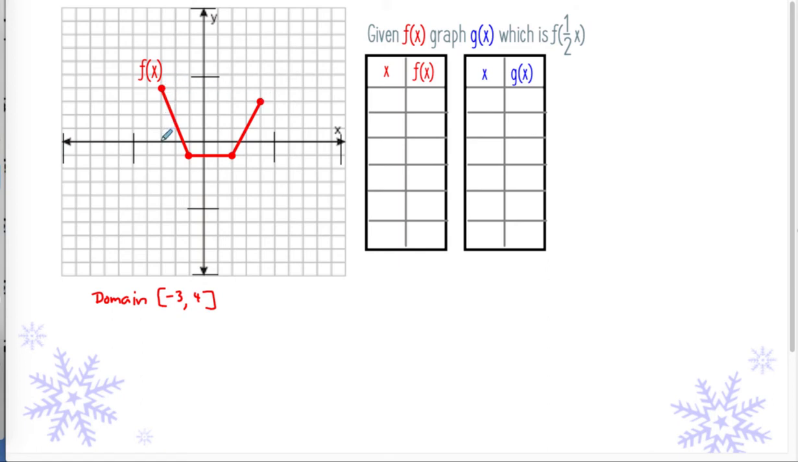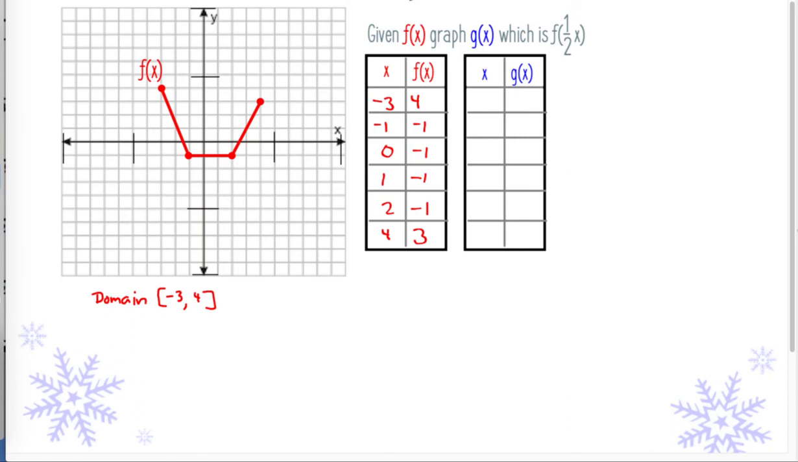So when I put a -3 in, out comes the number 4. When I put a -1 in, out comes a -1. And technically I could put all these in here. If I put a 0 in, out comes a -1. If I put a 1 in, out comes a -1. If I put a 2 in, out comes a -1. And if I put in a 4, out comes a 3.